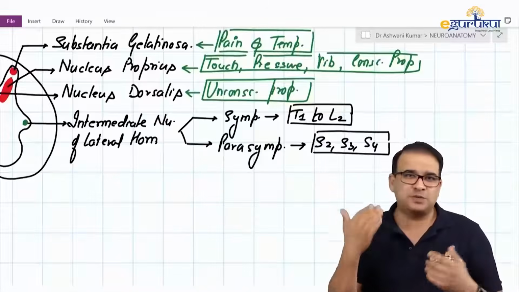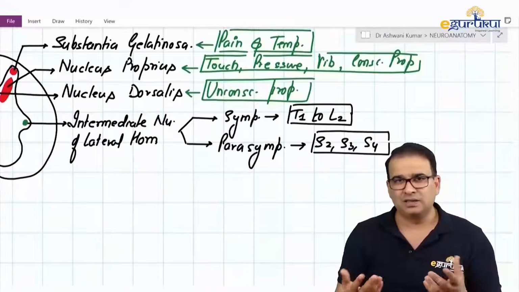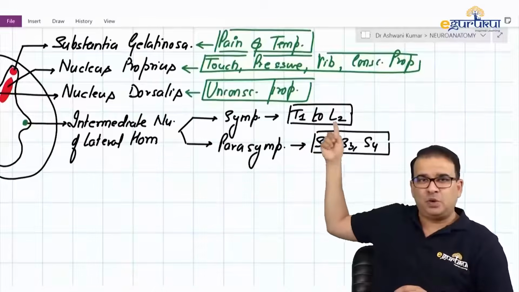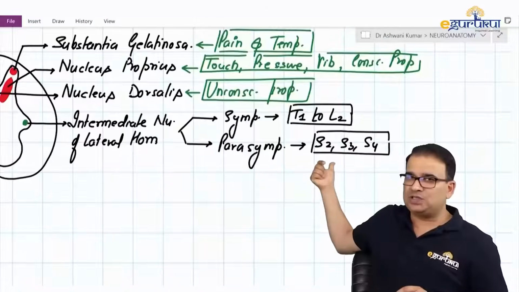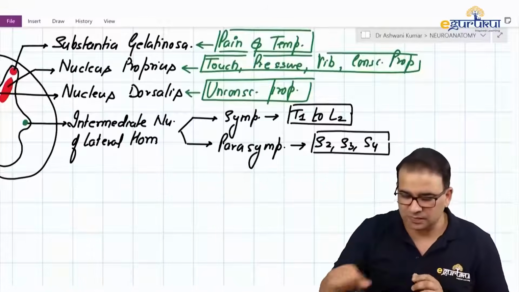Imagine if you take a section of the spinal cord in the cervical region. Obviously there is no lateral horn there, because it is either in the thoracolumbar region T1 to L2, or in the S2, S3, S4 region. The cervical region obviously does not have the lateral horn.